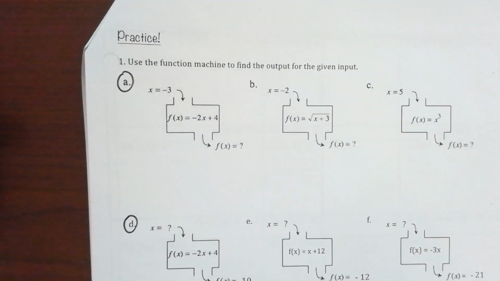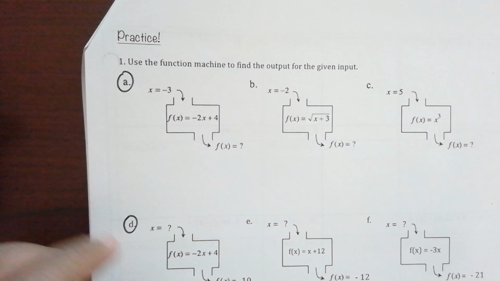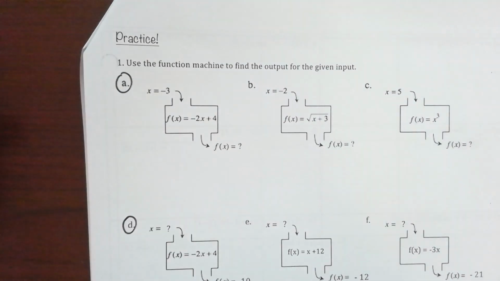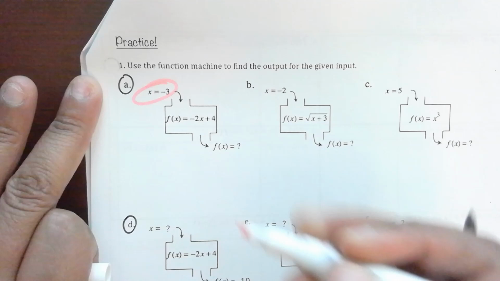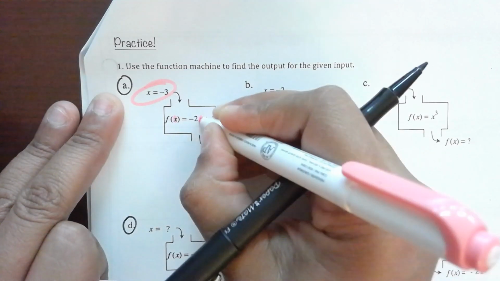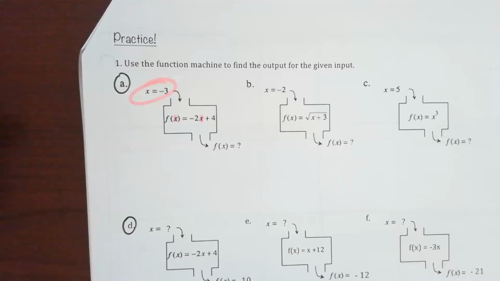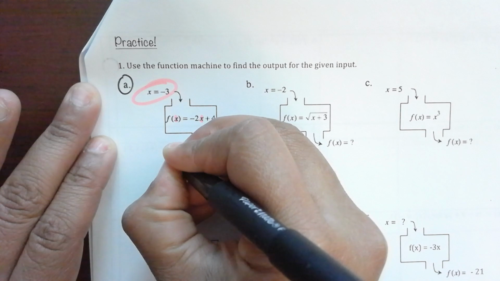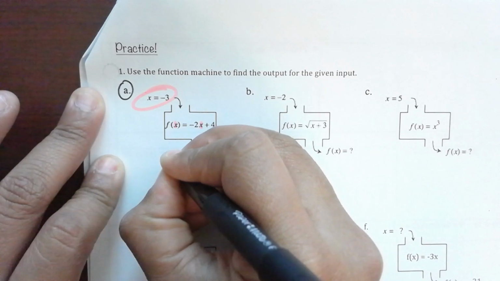Looking at letter A, is this a 1 or a 2? A 1. Because did they give you an X or a Y? An X. So what am I having to do with this X? Plug it in wherever I see it, correct? So how would I rewrite this? What needs to come first? Of.